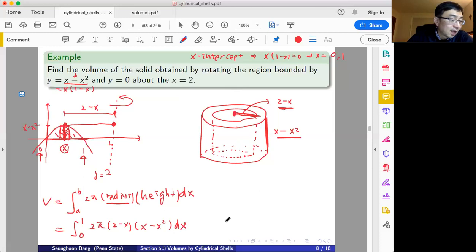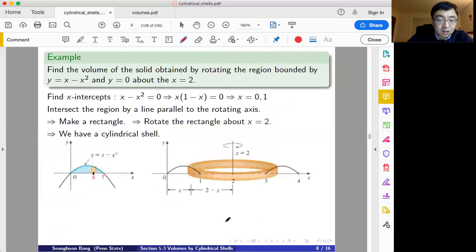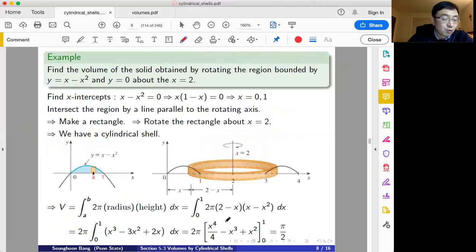So next, calculate. The calculation is up to you. So we have it. The key part is here. The radius is 2 minus x. The height is x minus x squared. This is the key for solving this problem. Okay, this is the idea.